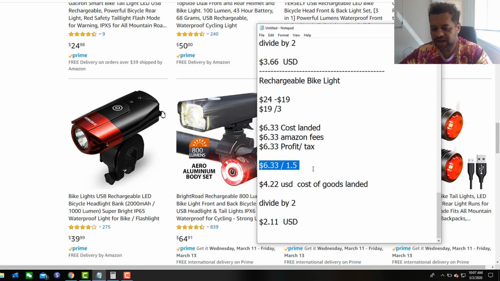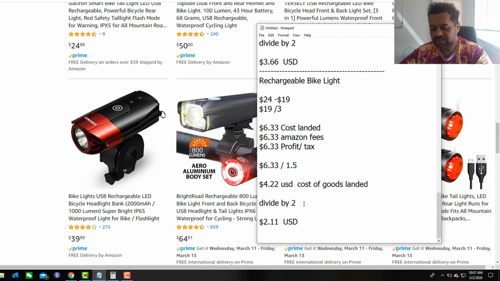Then you get that, you divide it by 1.5, and then this is your USD. You have to get this for $4.22 USD, based on $19, and sell it at $19, or you're not going to make money, or you're going to make very little money.